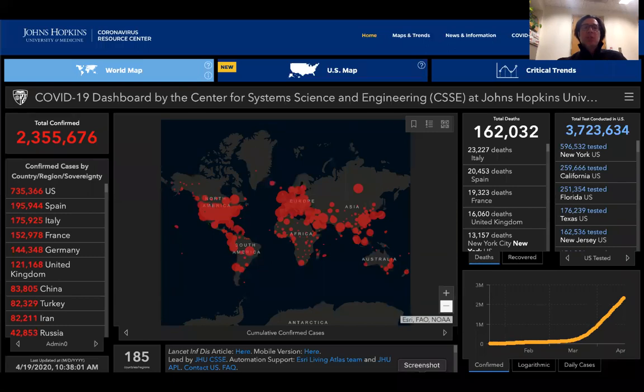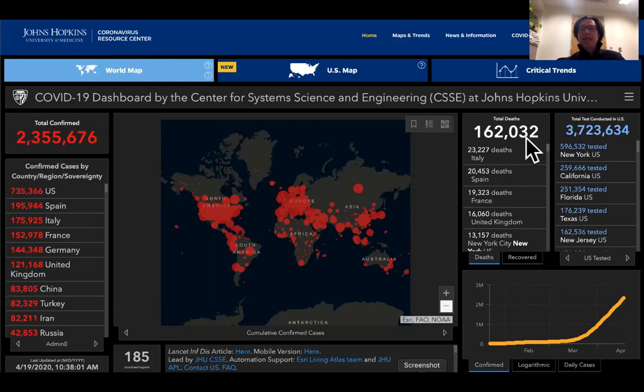Now, this is the current situation. Johns Hopkins has wonderful resources for monitoring the total cases, deaths, and testing conducted in various different geographies. And here you can see the situation across the world. This is truly a global pandemic with tremendous implications. Over 2.3 million cases as of yesterday when I prepared this slide, and over 162,000 deaths as of yesterday.